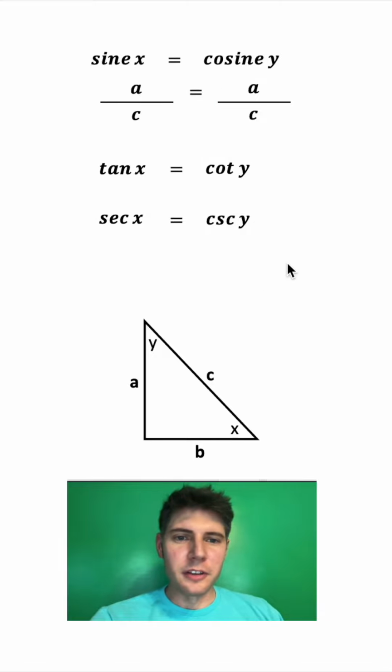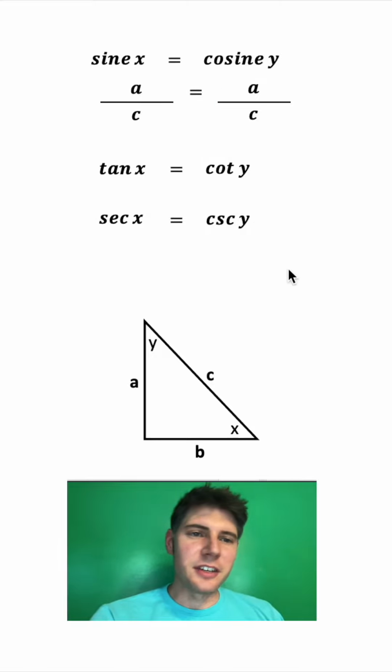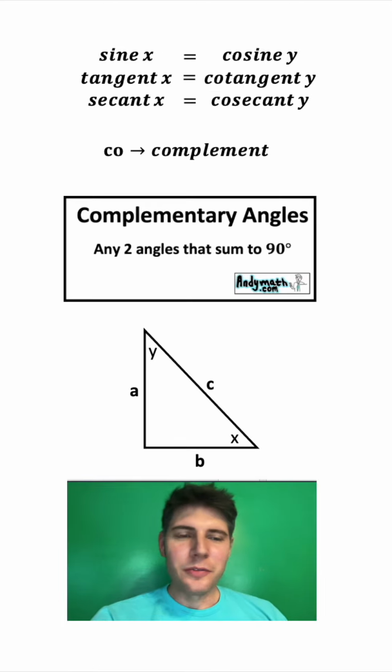This is true for the other relationships as well. Tangent of X equals cotangent of Y, and secant of X equals cosecant of Y. And that is what the co means for trig functions.